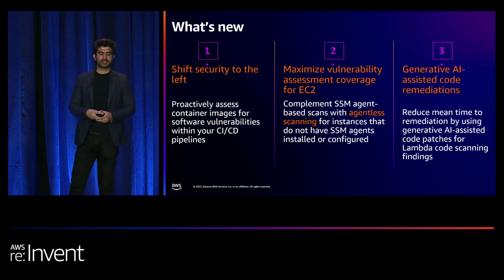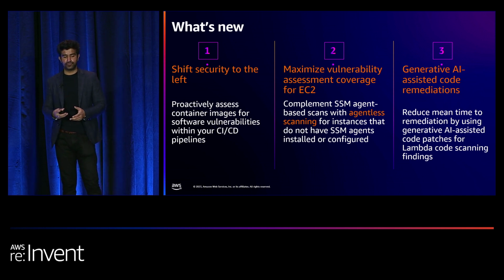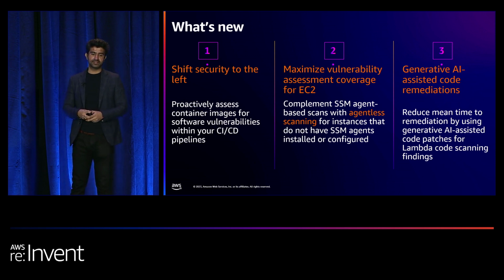The second one is we have now launched agentless scanning of EC2 instances, which complements our existing SSM-based, which is Systems Manager Agent-based, scanning. The third one is that we also provide GenAI and automated reasoning assisted code remediations for all our Lambda code scanning findings.